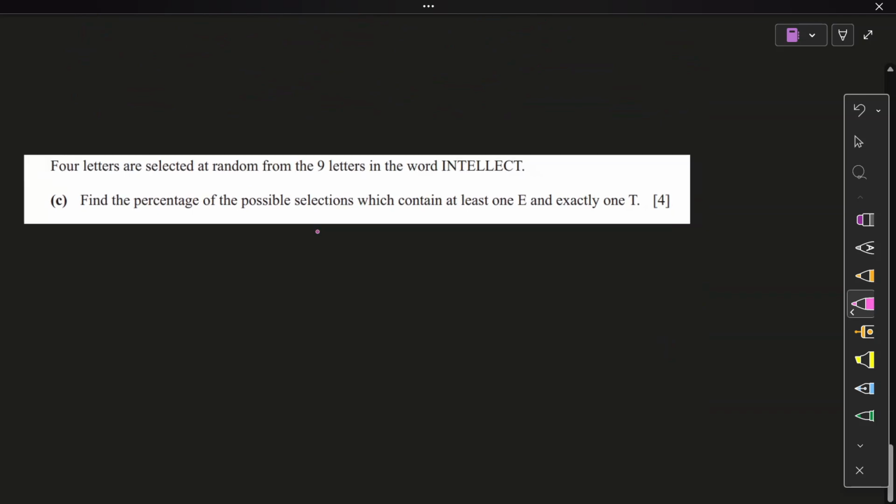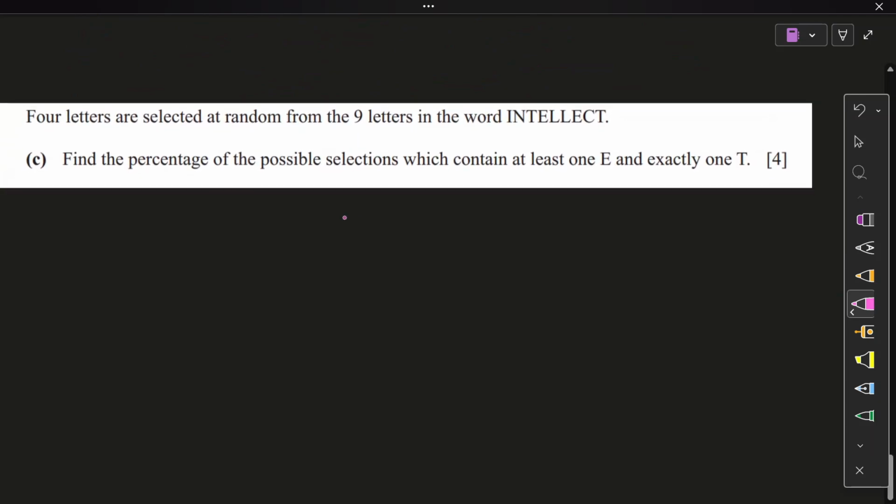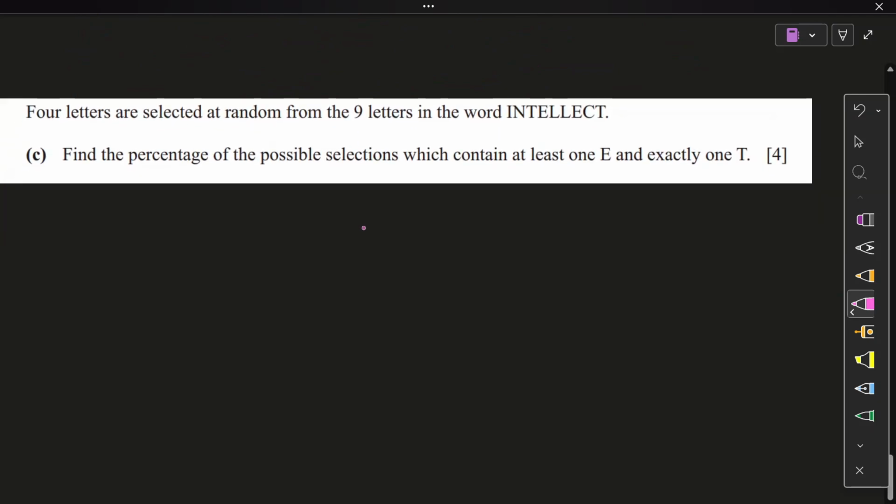Moving on. Part 3. 4 out of the 9 are selected in the word intellect. Find the percentage of the possible selections which contain at least one E and exactly one T.